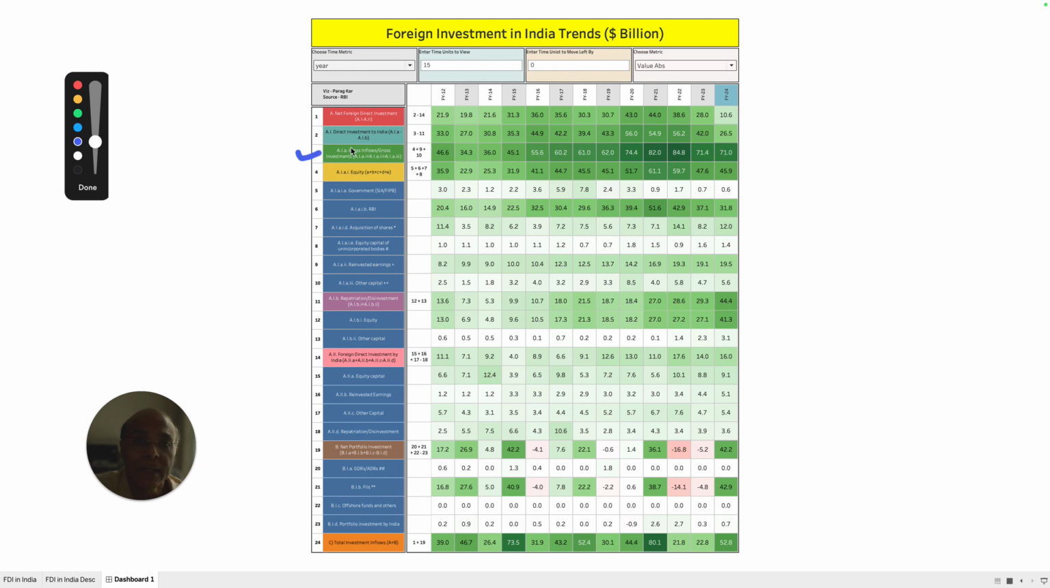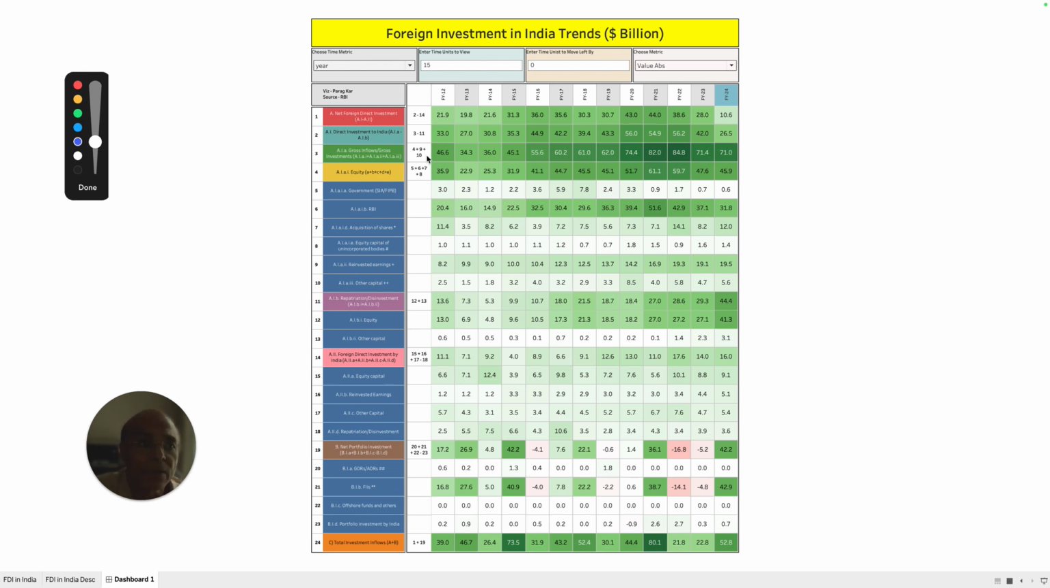Line item 3, which is gross inflows of investment, and line item 11, which is disinvestment. That is taking investment out of India. So you have to subtract line item 11 from line item 3. Line item 11 is the repatriation, which is disinvestment.